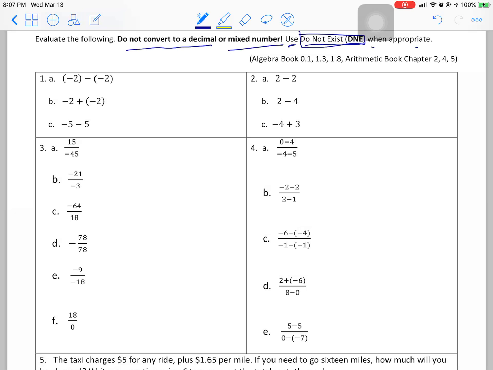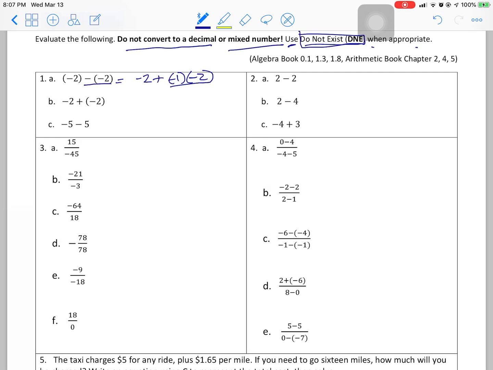Okay, so some basics here from before. So this 1A is -2 minus a -2. So there's kind of a lot going on. That would be the same as saying -2 plus a -1 times a -2. There's a lot of different ways to say this, but I would still do this first.